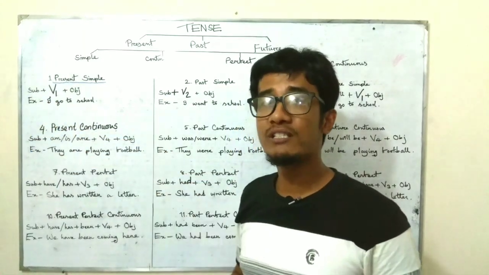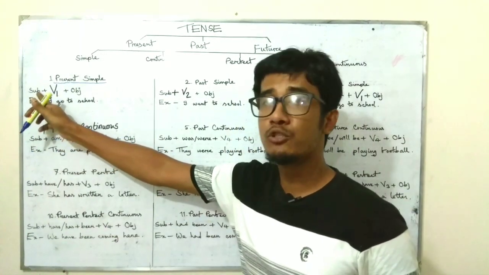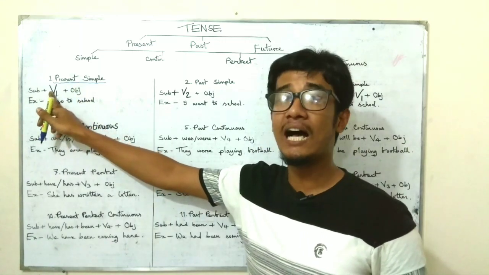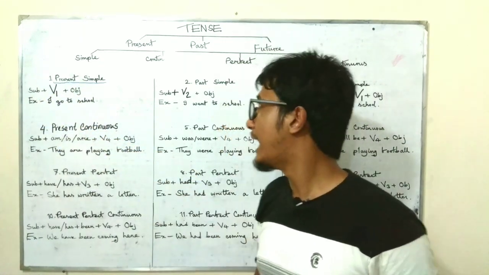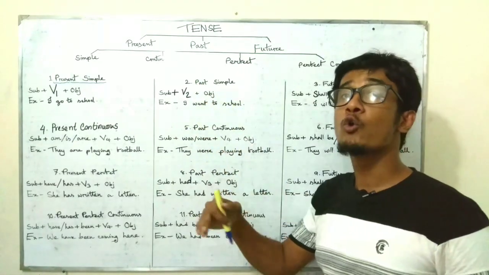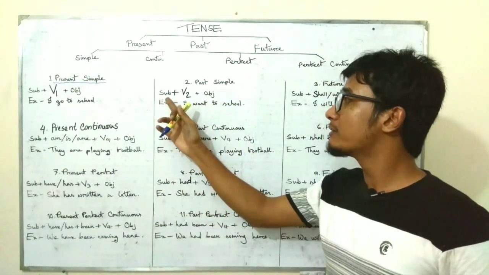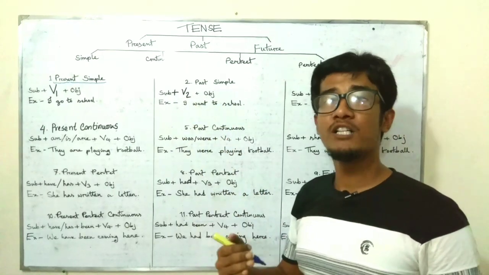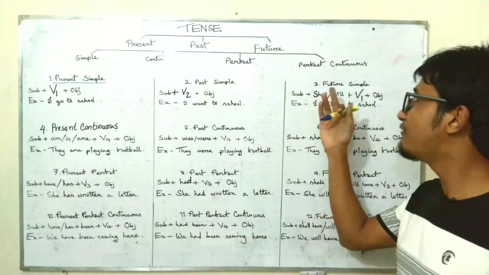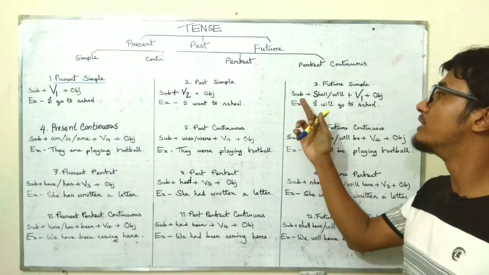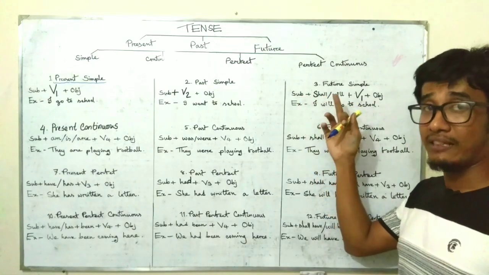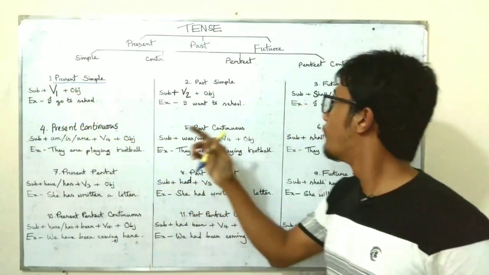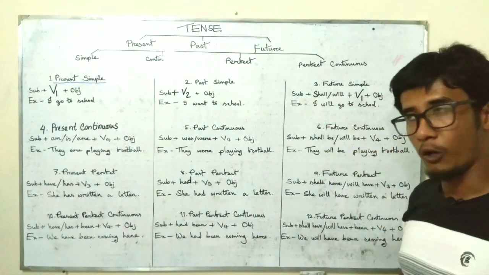First of all, in present simple there is subject plus V1 plus object, and V1 is the base form of a verb. And in past simple, quite similar, subject plus V2 and object, and V2 is the past form of a verb. And then finally in future simple there is subject and then shall or will, and similar to present simple, V1 and then object.